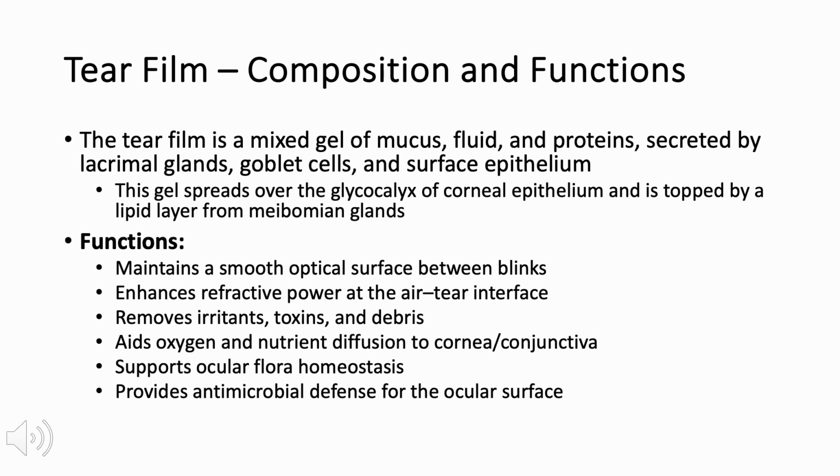The tear film is a mixed gel of mucus, fluid, and proteins secreted by the lacrimal gland, goblet cells, and the surface epithelium. This gel spreads over the glycocalyx of corneal epithelium, a carbohydrate-rich layer that coats the surface of cells in the cornea and conjunctiva, and is topped by a lipid layer that is secreted from meibomian glands.